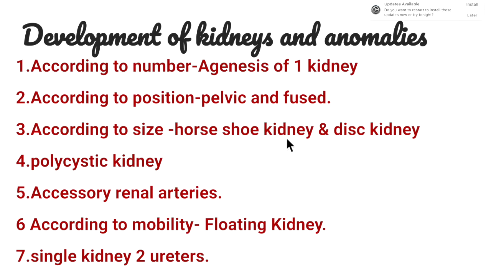Now we'll see the development of the kidneys and anomalies. First, according to the number: at birth, if there is absence of one kidney or both kidneys, that condition is known as agenesis of the kidney.